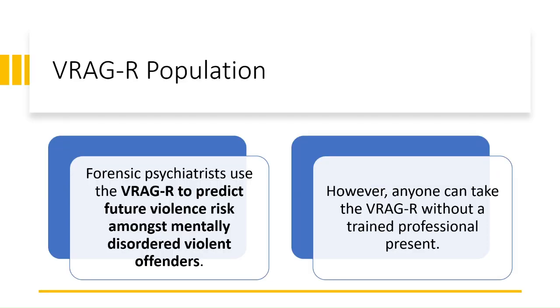As for the population, forensic psychiatrists use the VRAG-R to predict future violence risk amongst mentally disordered violent offenders. However, anyone can take the VRAG-R without a trained professional present.